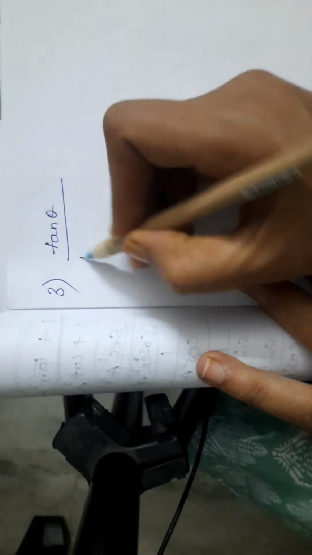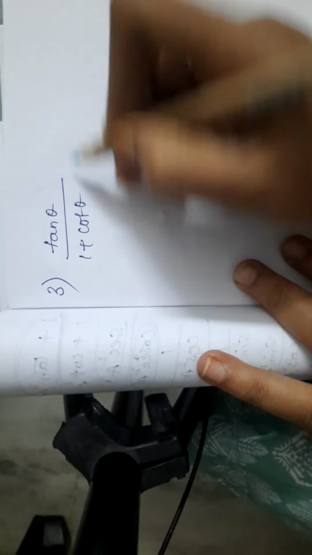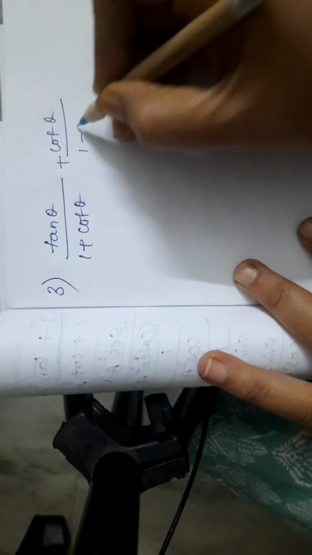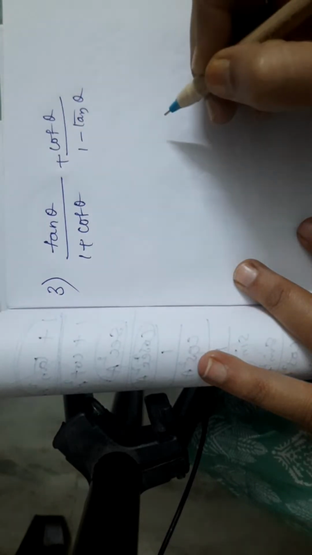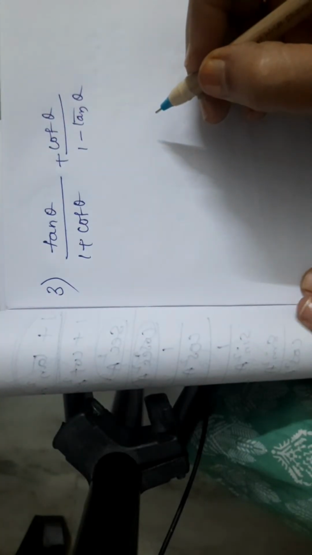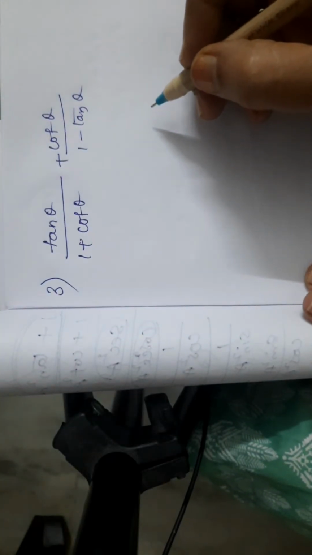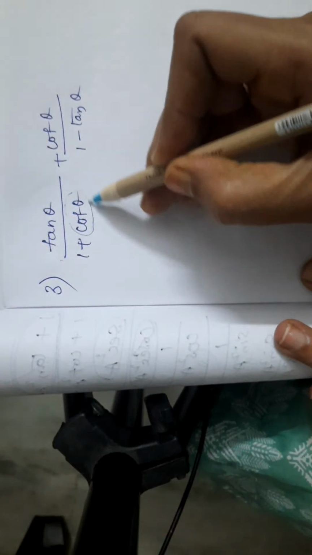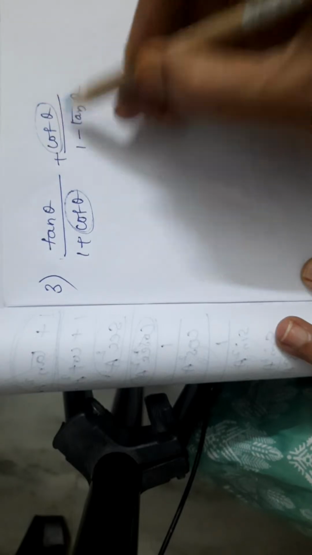10 theta 1 plus cot theta plus cot theta upon 1 minus 10 theta. We need to prove 1 plus sec theta dot cosec theta. So how to start with? यहाँ पे याद रखो, we need to convert all the cot terms in 10 terms.